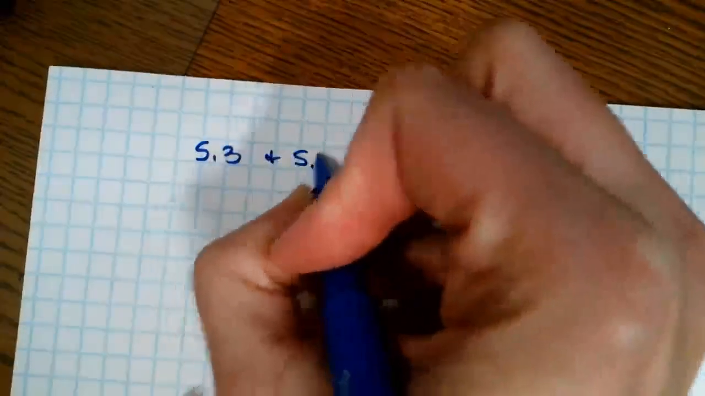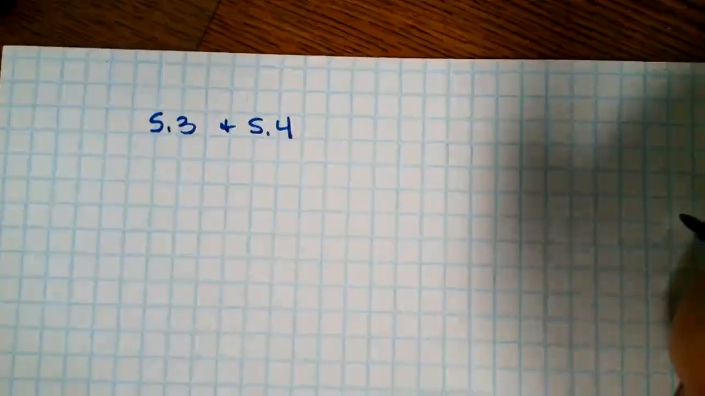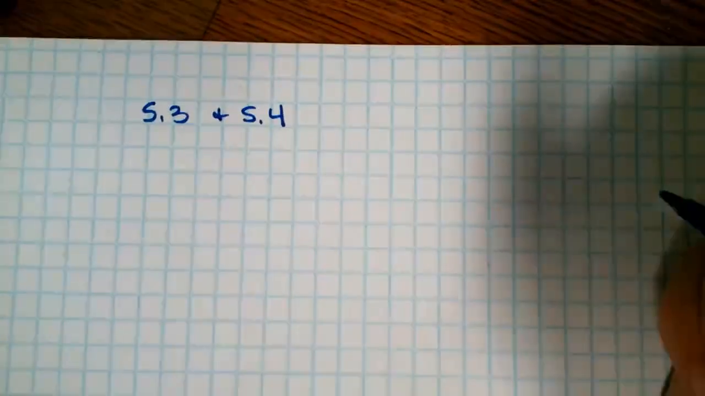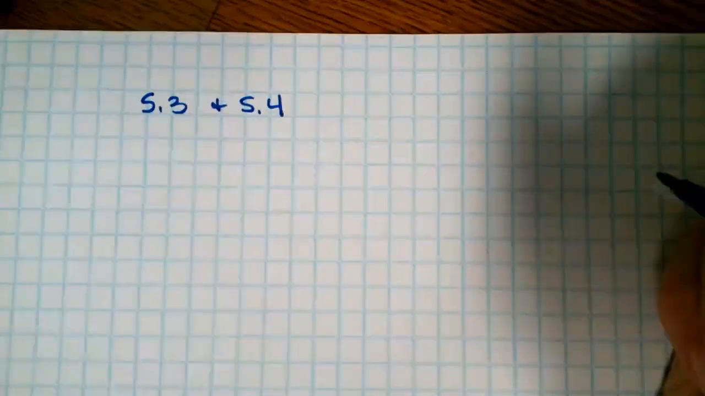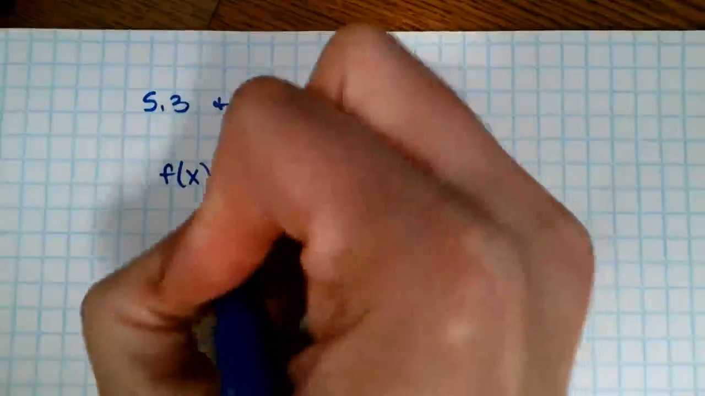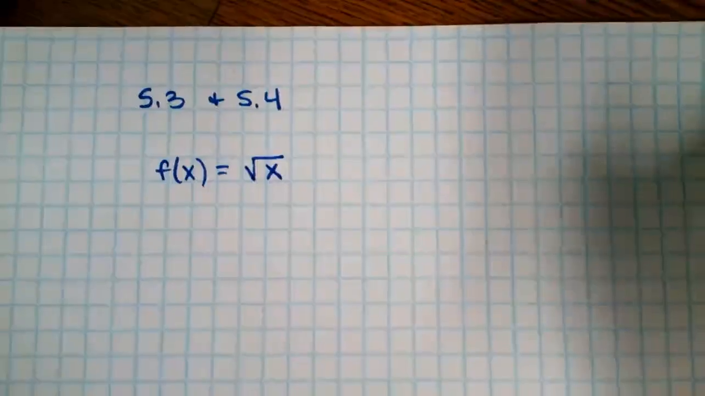Okay, so the next part we're going to review is 5.3 and 5.4 together because all of the rules for graphing apply to both functions. 5.3 was the square root function. Square root function looks like this.